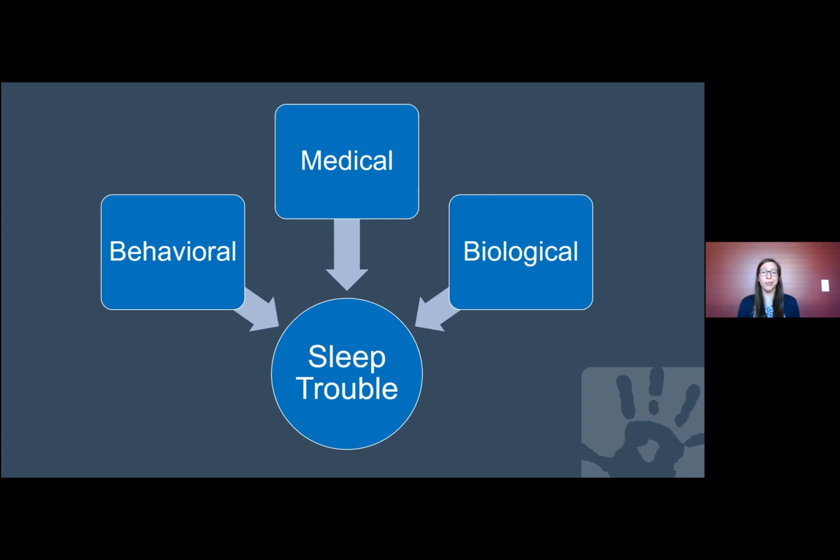There are, of course, also medical causes of sleep problems, and I'll go through a long list of those and we'll talk about those further, but they include a wide range of things from eczema and itching to growth pains to sleep apnea and more. And then there are also, in children with autism, biologically based causes of sleep trouble. I'll talk a little bit about that in the next few slides as well.